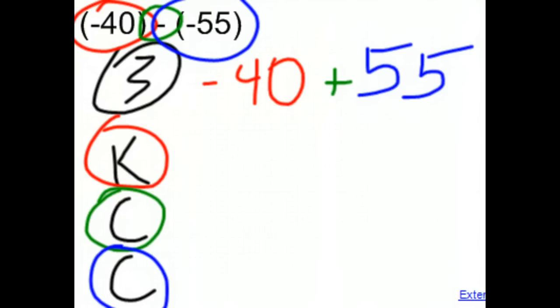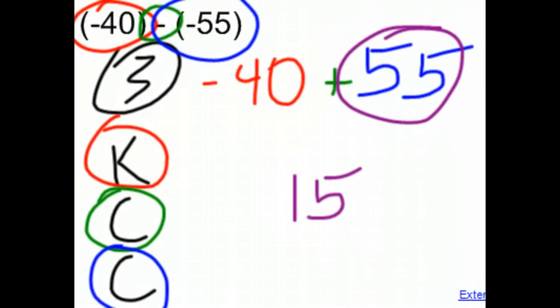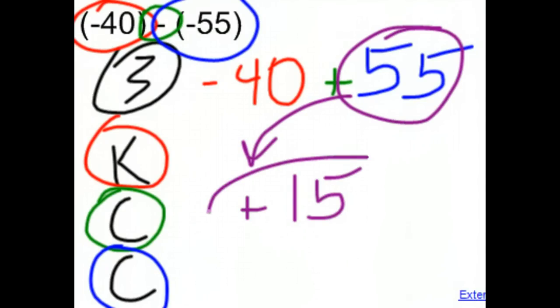When we do that, again, adding integers of two different signs, we actually subtract the absolute values. 55 minus 40 is 15, and 55 has the greater absolute value, so it is a positive 15.